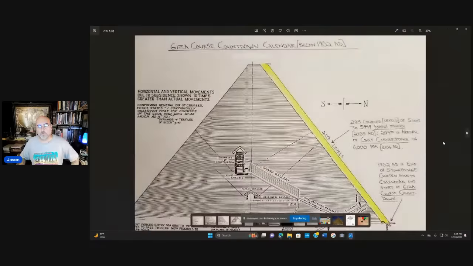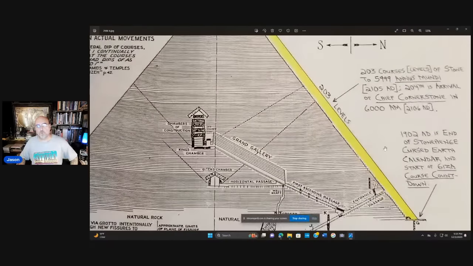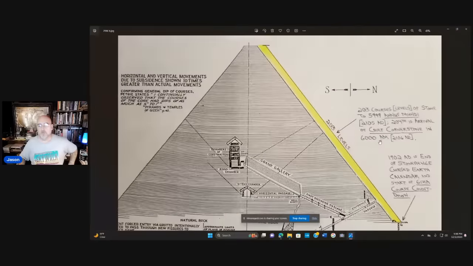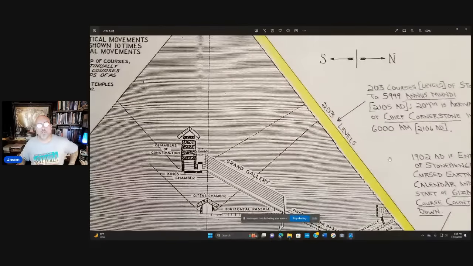Let's take this a little further. There are 203 levels in the Great Pyramid. We've already seen multiple times in my videos and published books that the foundation of the Great Pyramid also represents the year 1902 AD. 1902 begins the Giza course countdown. 1902 AD begins the last days. 1902 is 138 years before 2040, which is 204 times 10.